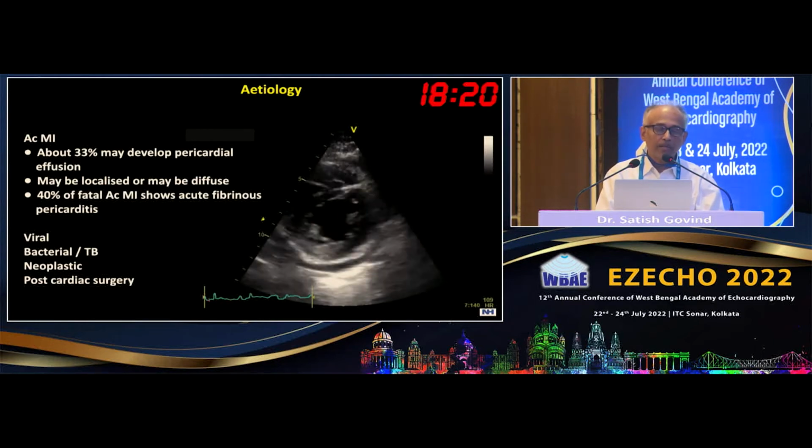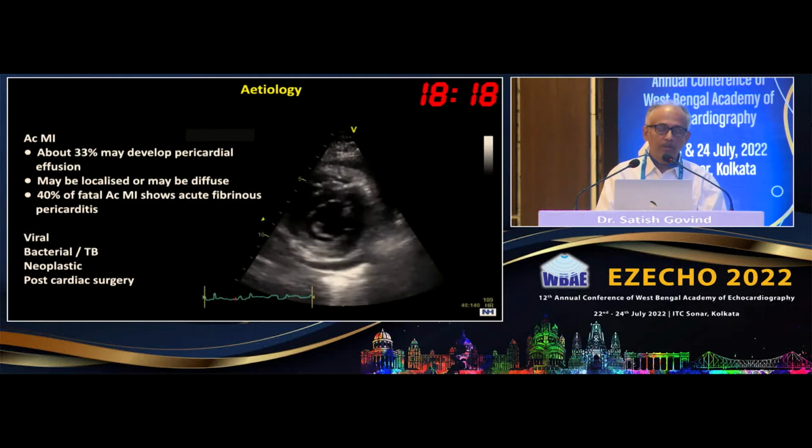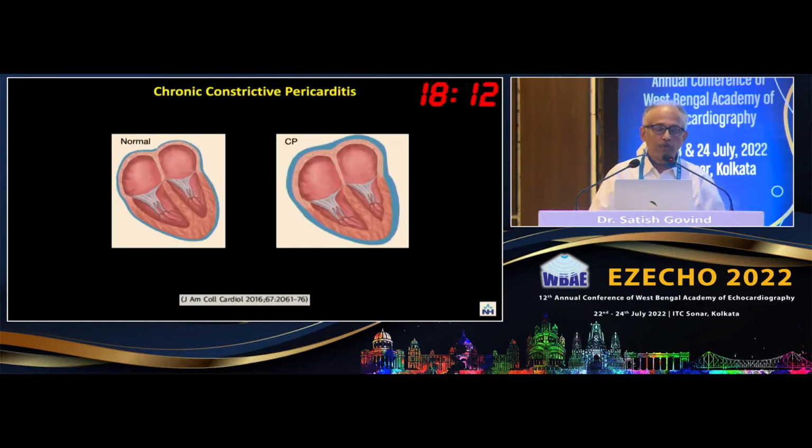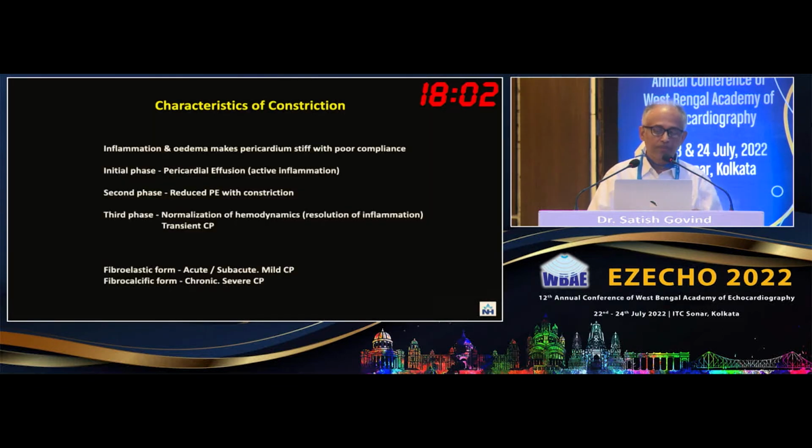And then you have the other etiologies: the viral, bacterial, and tuberculous. This is what we face most often. And then, of course, the neoplastic and the post-cardiac surgery etiologies. Now, moving on to chronic constrictive pericarditis. This is the real area where echo provides a lot of information, and we should be conversant with it. Just again a few points.